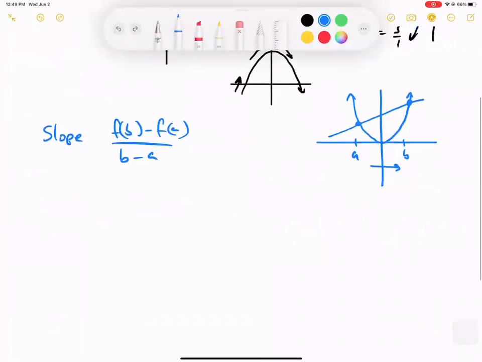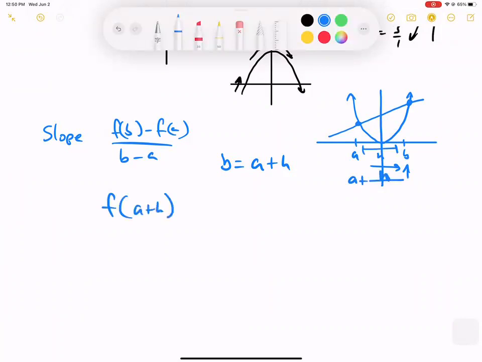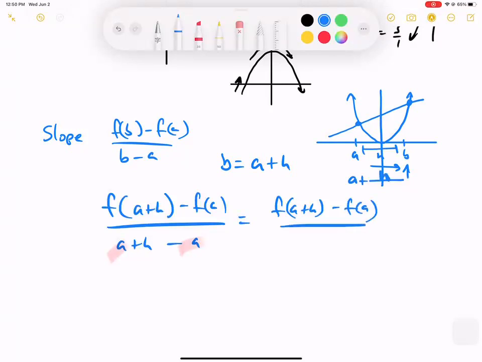So instead of writing slope this way, we said, what if b was a plus a little bit of h instead? This point B is a plus h, and this distance here is h. So we're going to change this equation now. F of B becomes F of A plus H minus F of A over A plus H minus A. Please notice something in the bottom. The A's are positive and negative, so these like terms are going to cancel out. We end up with F of A plus H minus F of A over H.